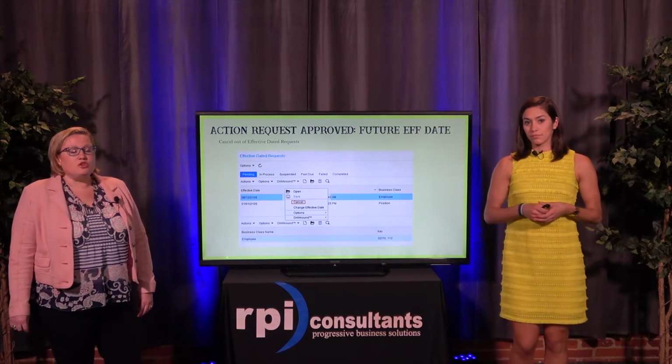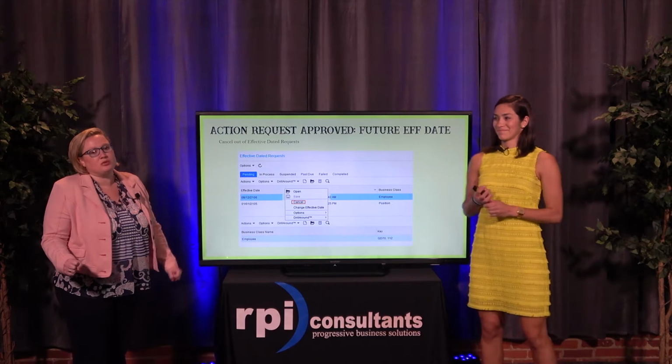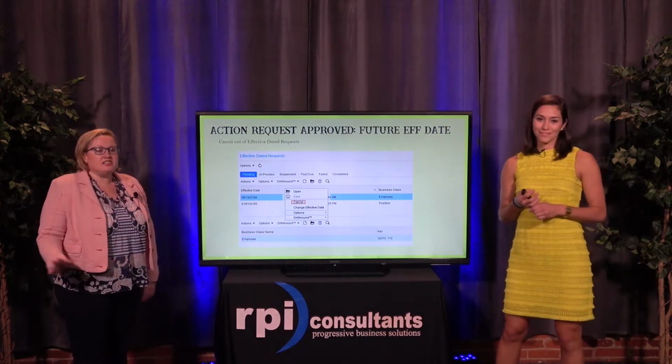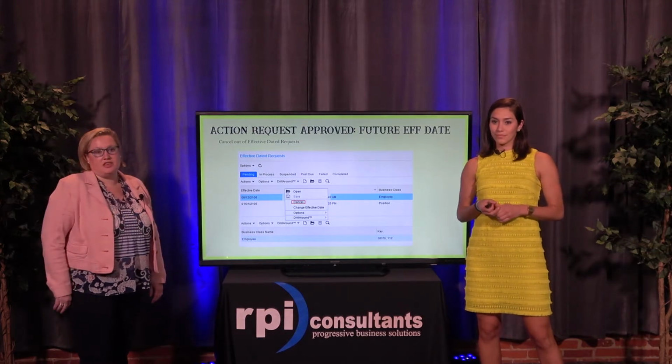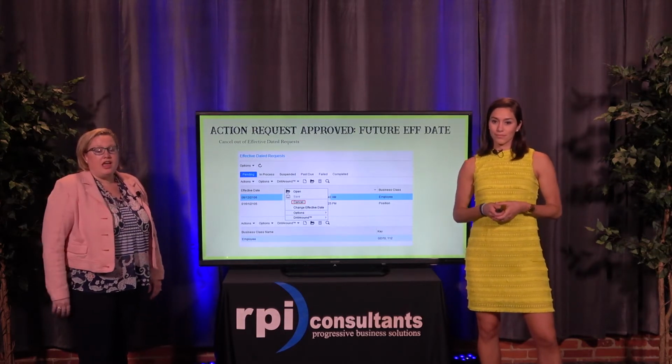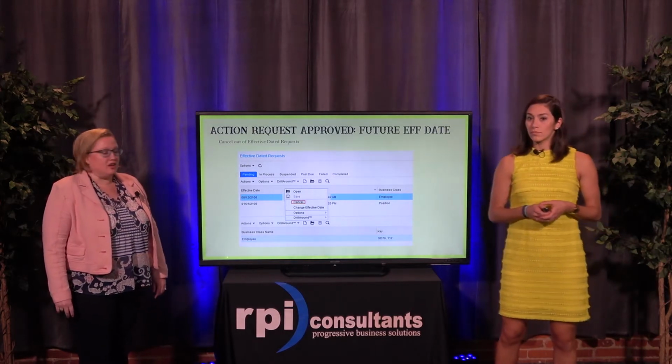Future effective date. So it's been saved and then somebody's run to your desk and said, oh my gosh, this shouldn't have been approved, this is wrong. As long as it's still in the future, you can go out to this effective dated request part of the async administrator area and find it and just simply right click and select cancel on it.